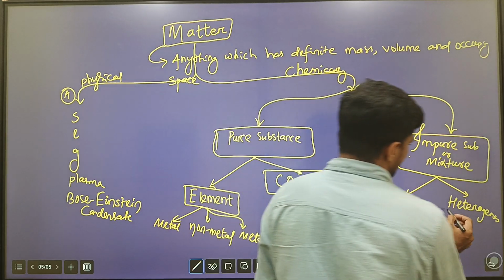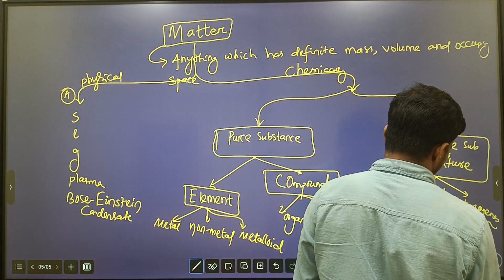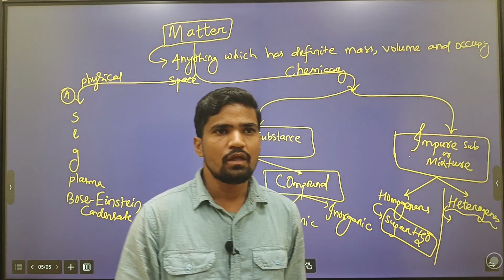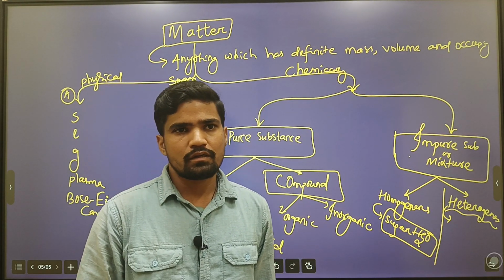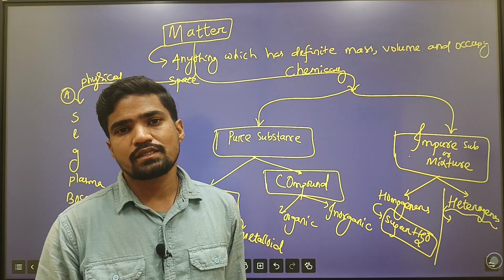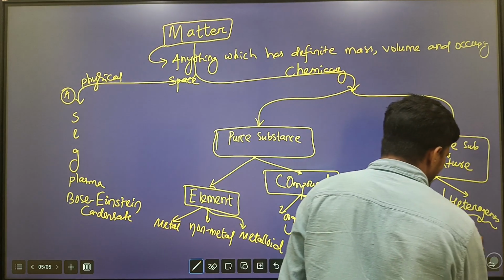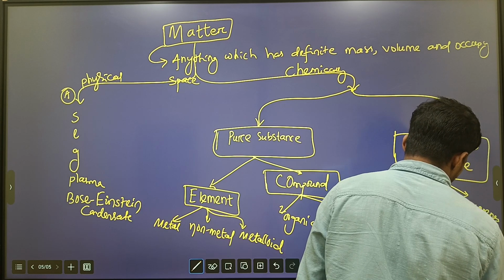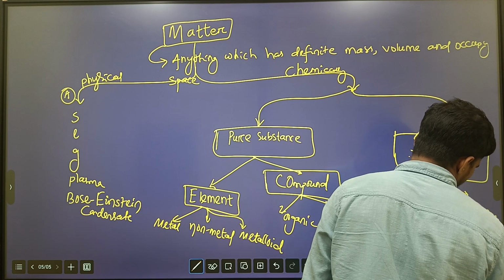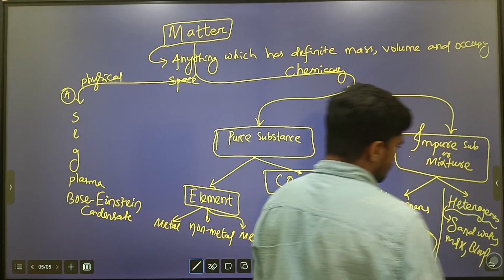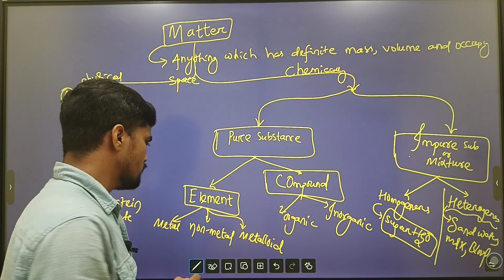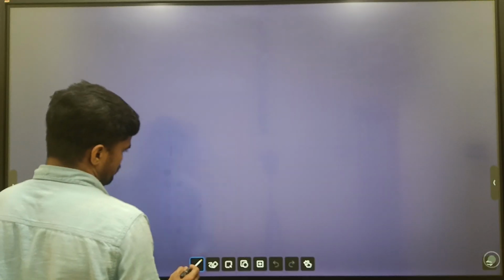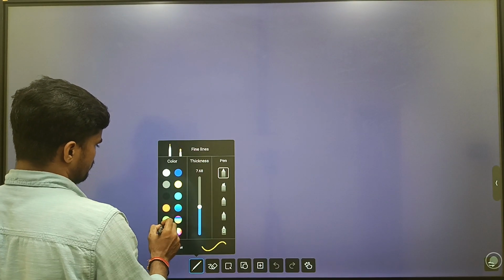Heterogeneous mixtures have non-uniform composition, and immiscible particles are present. For example, blood, milk, sand and water are heterogeneous mixtures. Okay, so directly we start from atoms. So let's start.